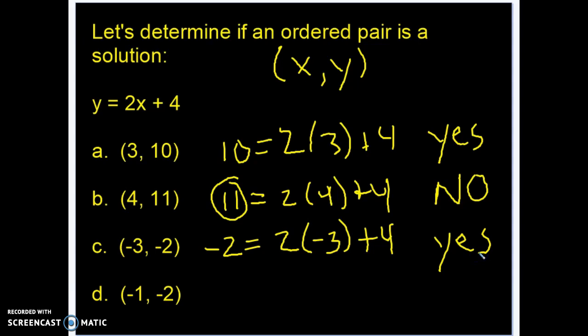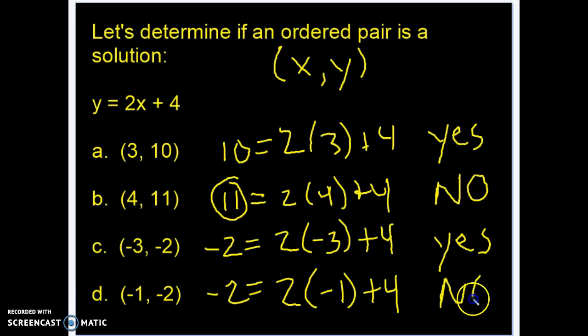We'll do it for the ordered pair negative 1, negative 2. We're going to put negative 2 in for y, and 2 times negative 1 in for x, plus 4. Well, 2 times negative 1 is negative 2, and negative 2 plus 4 is actually positive 2. So this one, the answer is no, that is not an ordered pair that works for this equation.